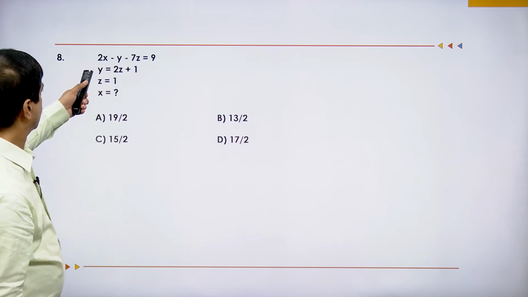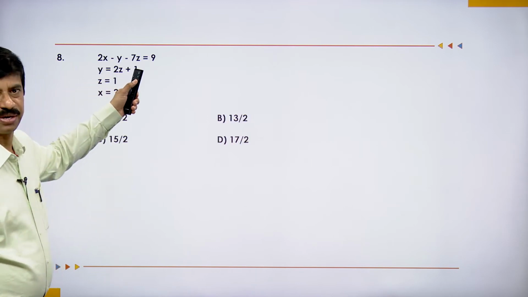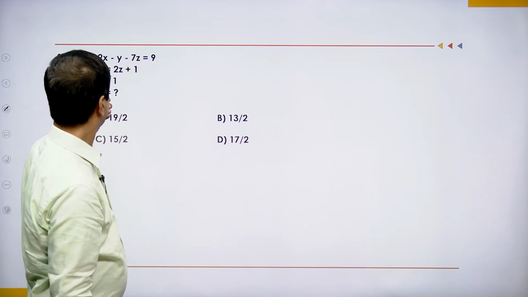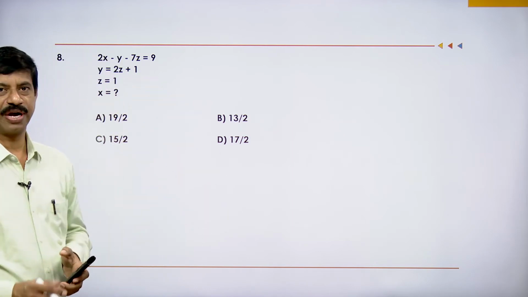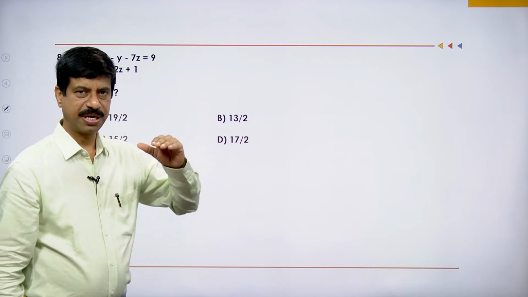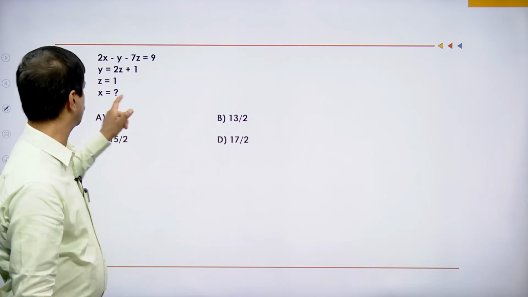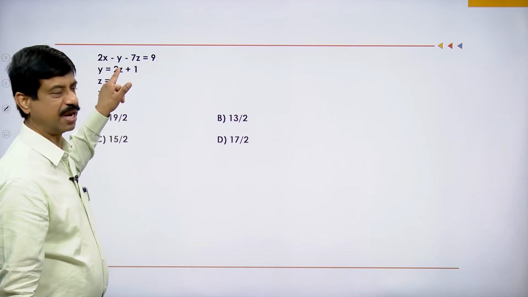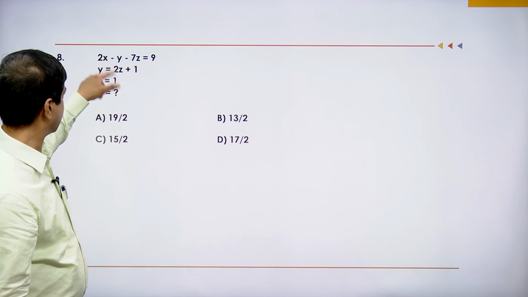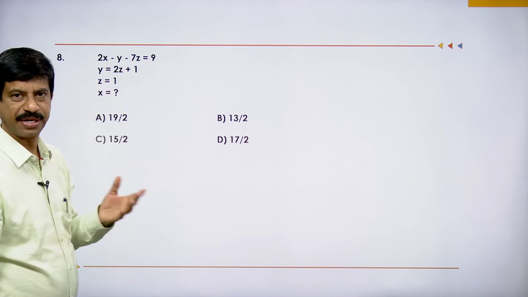Look at this. 2x minus y minus 7z equal to 9, y equal to 2z plus 1, and z equal to 1. He is asking to find out x. So step by step we should go and eliminate things. We know z value. So if you substitute z value, you get y value. If you know y and z, substitute here and get x value, very simple.